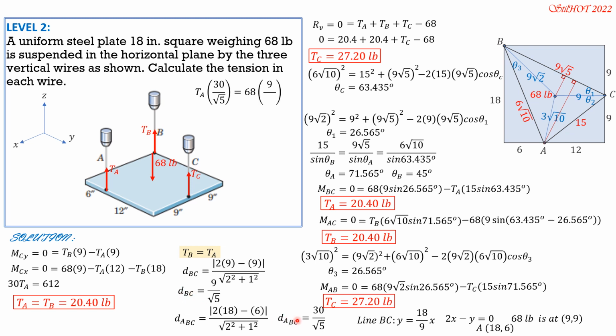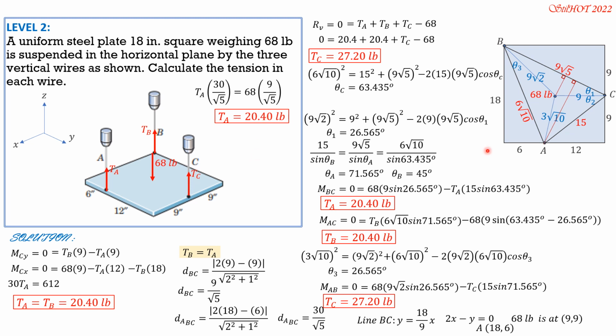So I will just demonstrate how to compute for tension A by analogy. So moment about BC equals 0, tension A, its moment arm is 30 over square root of 5, then equals 68. This distance is 9 over square root of 5. And this equation, after we cancel square root of 5, is the same as this equation here. 30 TA equals 68 times 9, which is 612. So therefore, tension A is equal to 20.4 pounds.